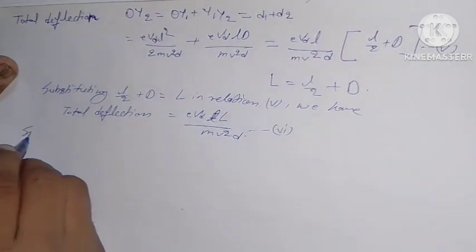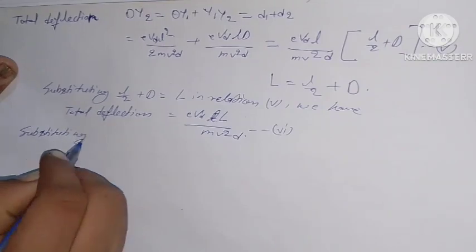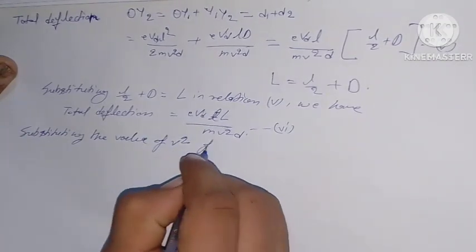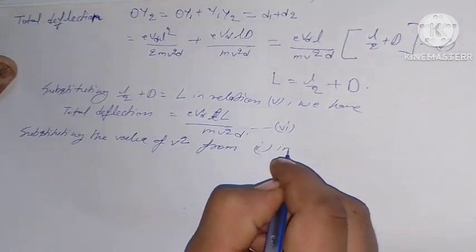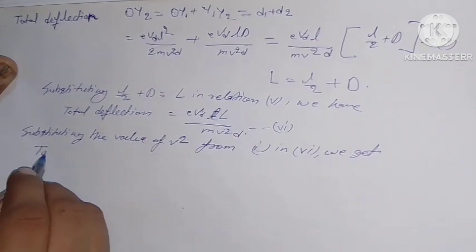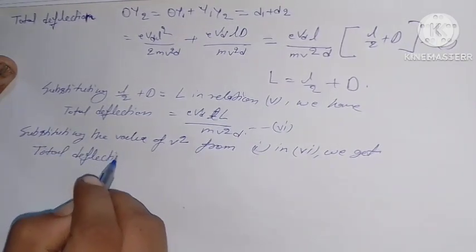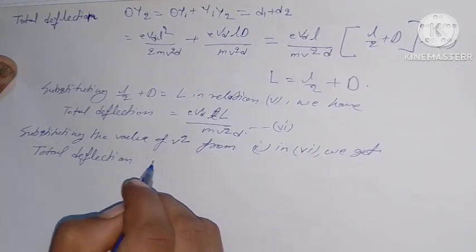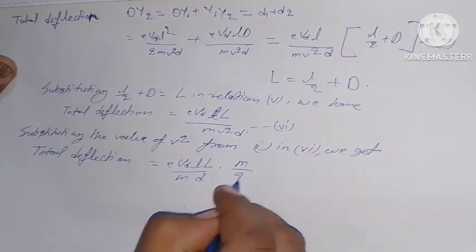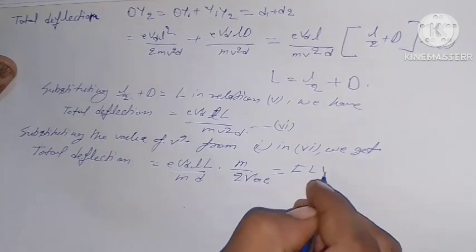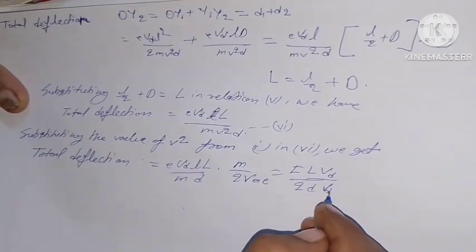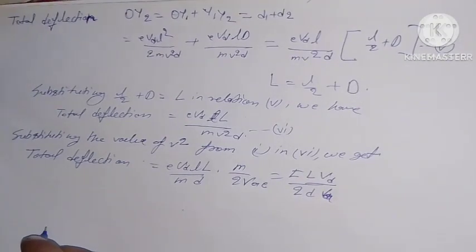Substituting the value of V square from the first relation in 6, we get total deflection is e Vd l capital L upon m d into m upon 2 e Va, equal to l L Vd upon 2 d Va.